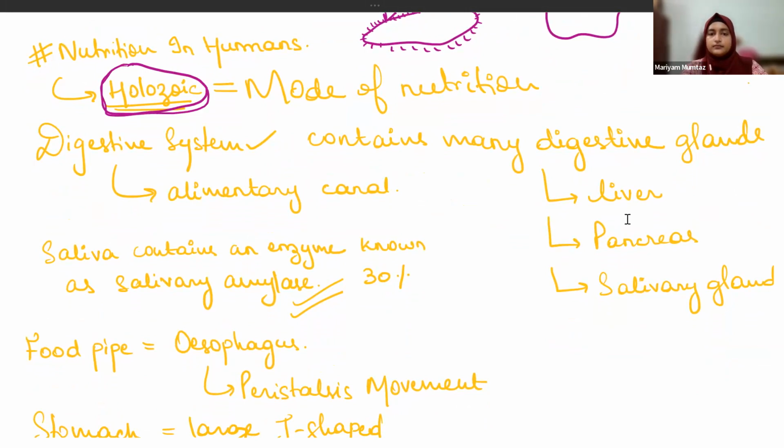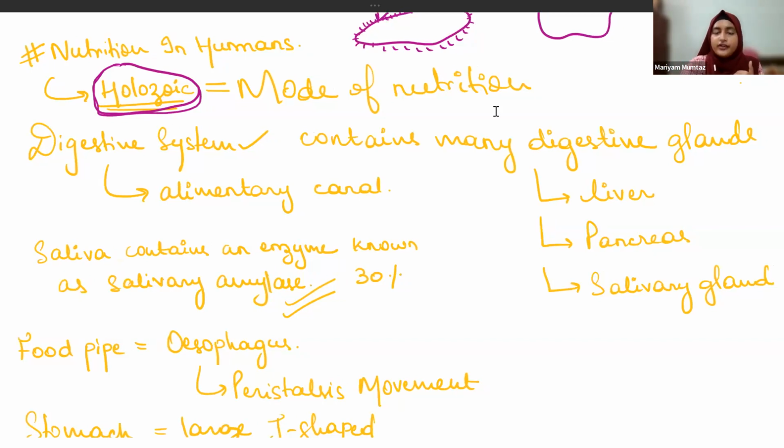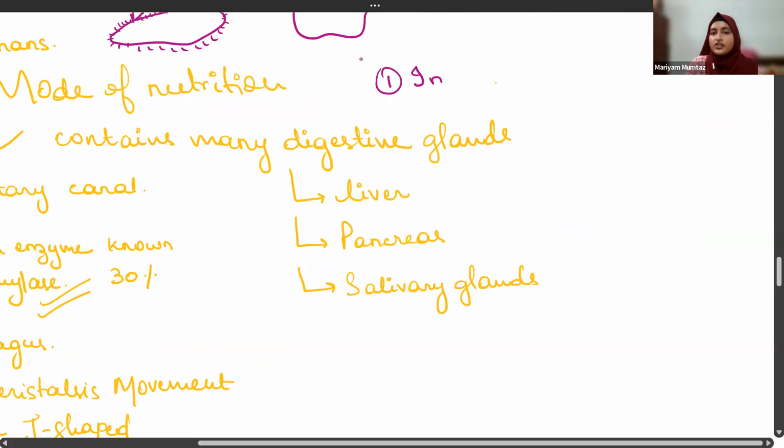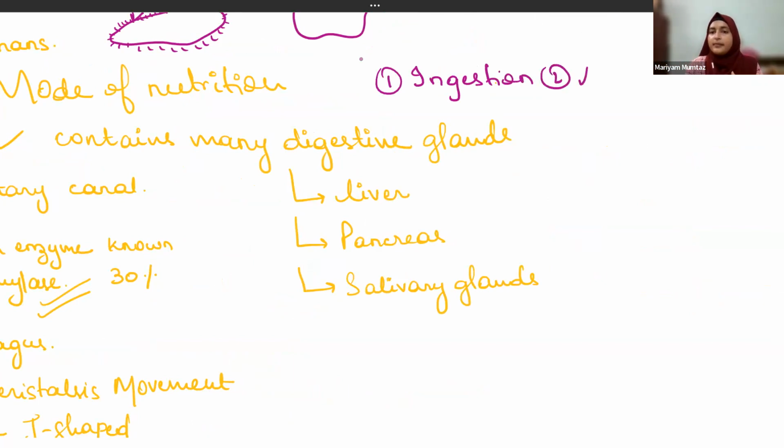Anybody else? No, ma'am. Okay, holozoic mode of nutrition is that type of nutrition wherein, first of all, we ingest our food, meaning we eat, and then it gets digested, and then it gets absorbed into our body, and finally the waste product gets eliminated from our body. So this whole series of steps: the first step is ingestion, meaning taking in of food. Then the second step is digestion, meaning the food that we ate is now being digested.